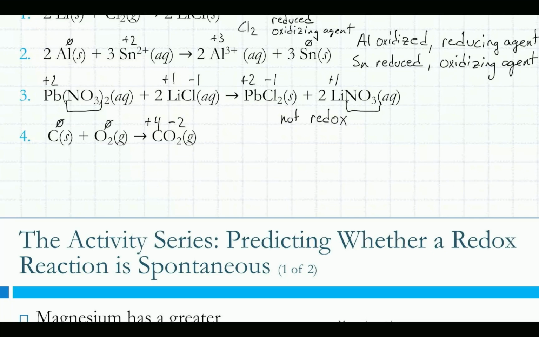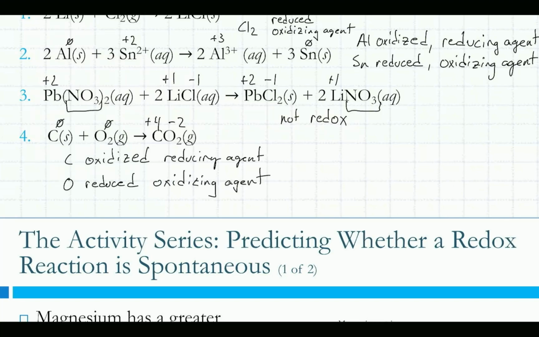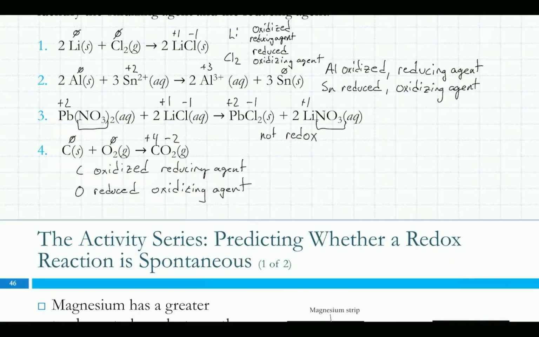If we're just trying to do oxidized or reduced. So what's being oxidized? Carbon. And what's being reduced? Oxygen. And that's the reducing agent and the oxidizing agent. Cool. Any questions about that? Assigning oxidation states, then remembering that you lose electrons and so it becomes more positive.